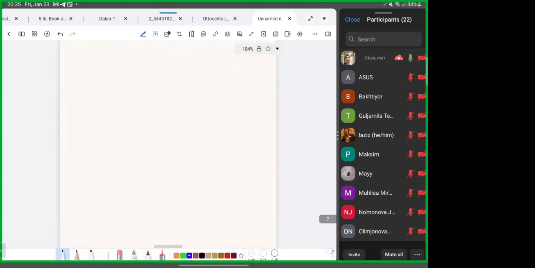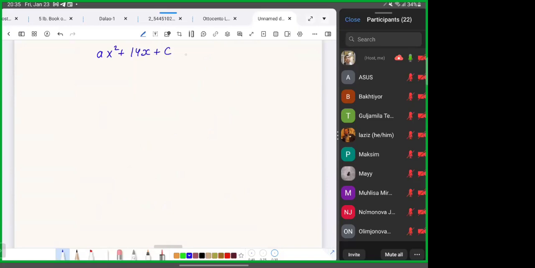Let's see one question together. In some question, let's say ax squared plus 14x plus c. This given expression has factor px plus q.